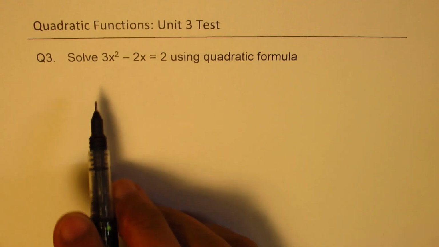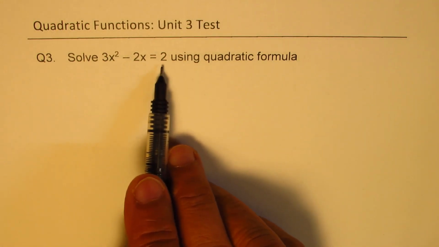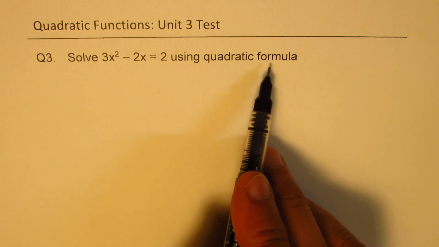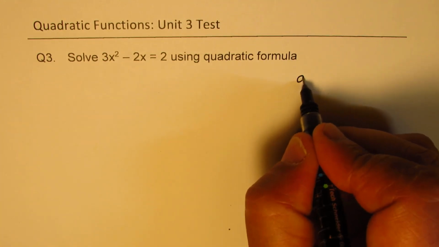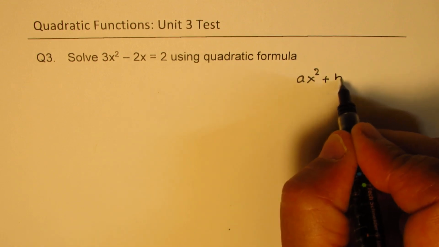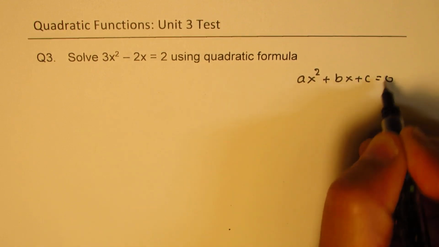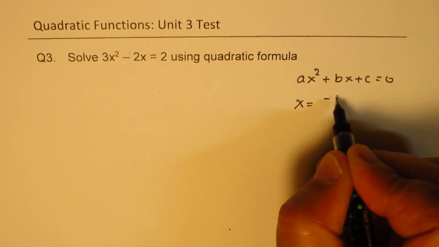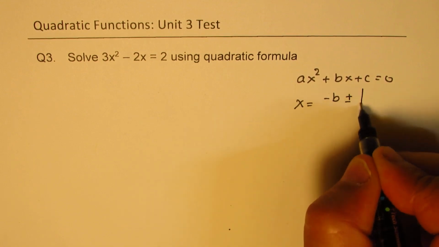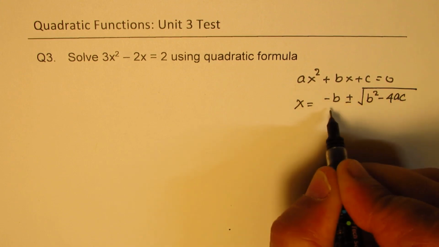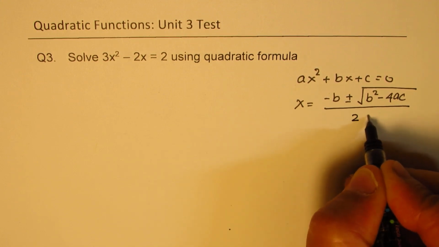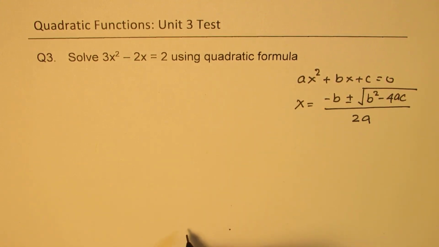Question number 3. Solve 3x squared minus 2x equals 2 using the quadratic formula. So let's write down the quadratic formula. If the equation is ax squared plus bx plus c equals 0, then x equals minus b plus or minus square root of b squared minus 4ac, divided by 2a. That is the quadratic formula, right?